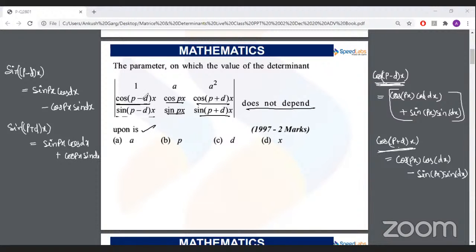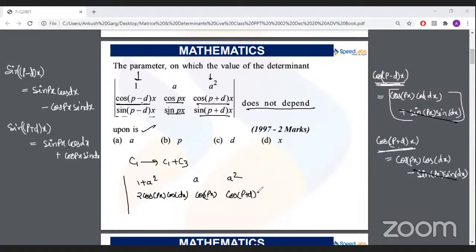Now if I add column 1 and column 3, if I apply this operation, that is c1 equals c1 plus c3, this will become 1 plus a square. Can you see this plus this? इन दोनों को add करेंगे तो क्या आपको दिख रहा है, sin term will get cancelled, right? It will become 2 times cos px cos dx, right? And here it will be simply a square, this will be cos px, and this will be cos p plus dx.